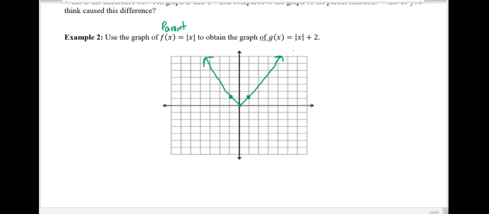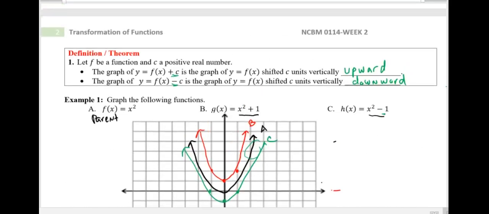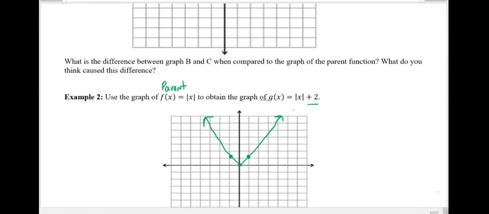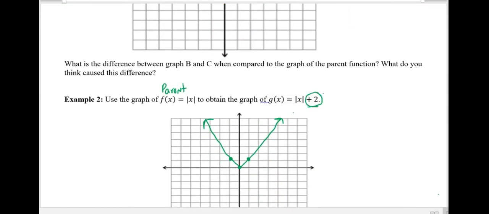And so now we have our absolute value and we're adding this plus 2. Since we're adding a number, we can see from the definition that the graph is going to move upward. So that plus 2 is going to cause our graph to be shifted upward 2 units.